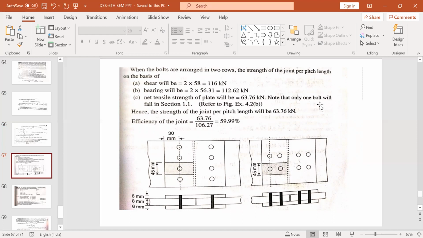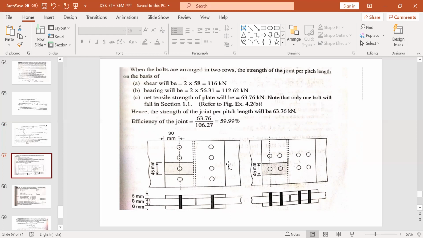Only one bolt will fail in section 1-1. So this is section 1-1, and this is 63.76. So what is the least value out of these? 63.76. Now what is the efficiency? 63.76 by 106.27 is 59.99, that is 60%.